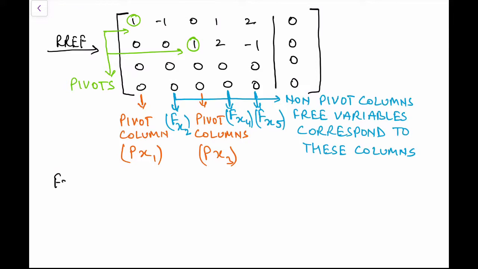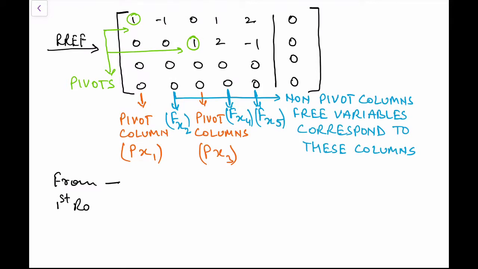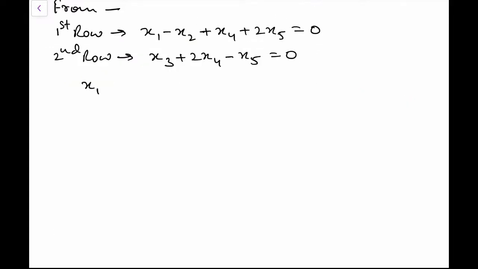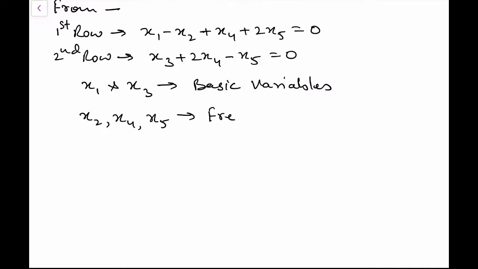Now from first row we will get the equation x1 minus x2 plus x4 plus 2x5 is equals to 0, and from second row we will get x3 plus 2x4 minus x5 is equals to 0. Now we know that x1 and x3 are the basic variables, whereas x2, x4, and x5 are free variables, which means we can take any values for these three variables.